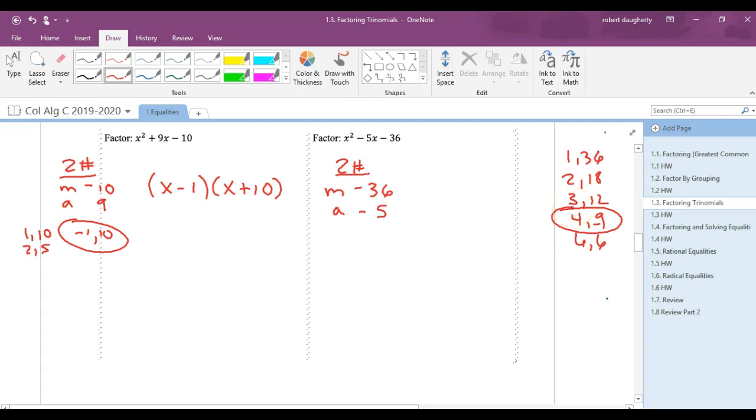So when you multiply those numbers, you get negative 36. When you add them, you get negative 5. So the answer is what? X plus 4, x minus 9. Okay? Now, the other thing, so that takes us to, we've done this in previous lessons. We've got one more case to handle. That's when the number in front of the squared term is not 1.